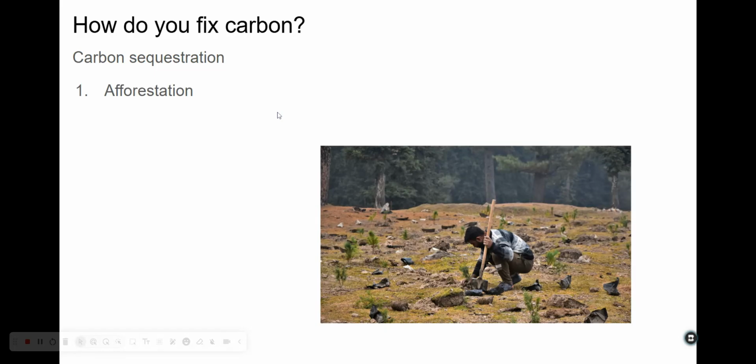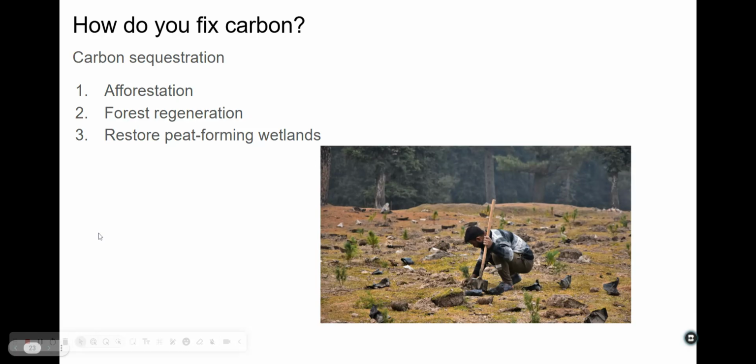There's afforestation, which is the planting of new forests. There's forest regeneration, which is what you see in the picture here. And for forest regeneration and for afforestation, you have to decide whether you're going to do native or non-native species, because there's pros and cons to each, depending on where you live. And then you also can restore peat-forming wetlands. So this is taking the native ecosystem of a wetland and restoring it so that it can start sequestering carbon again.